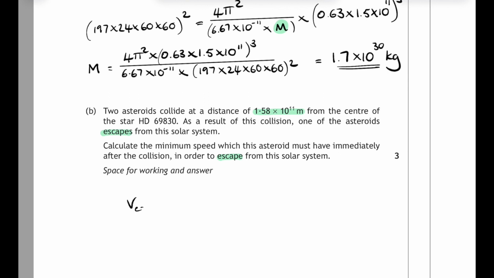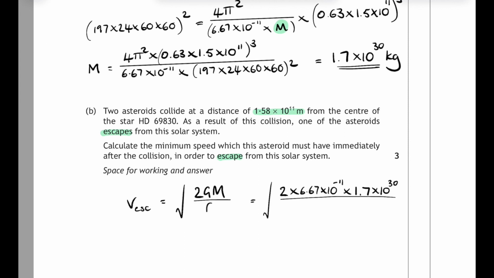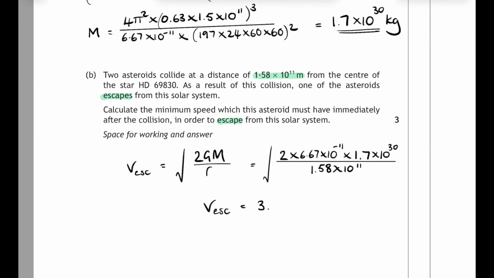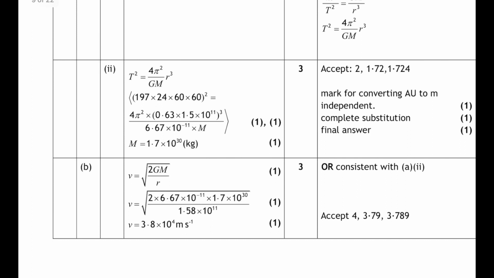So from your relationship sheet, the escape velocity is the square root of 2GM over r. And we'll sub in for big G at 6.67 times 10 to the minus 11 times the mass that you worked out in part A. So 1.7 times 10 to the 30 divided by the radius we were given, 1.58 times 10 to the 11. And if you do that in your calculator, your escape velocity is equal to 3.8 times 10 to the 4 meters per second.